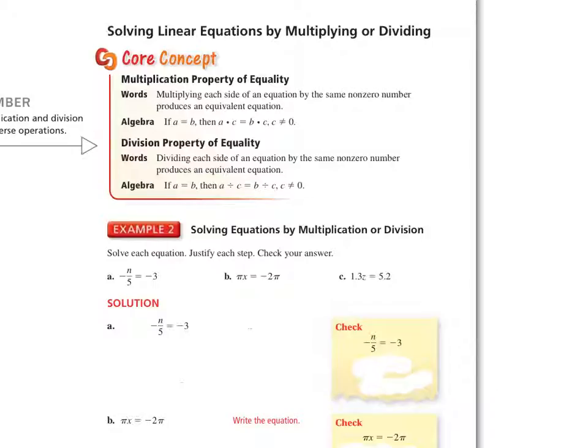Again, just going over how to utilize your textbook. Look over those definitions when it says core concept at the top, and there's a little box. You need to look those over. Really what this is saying is here's how you unhook things using multiplication or division, so you need to understand that. Example 2 gives us 3 different problems.